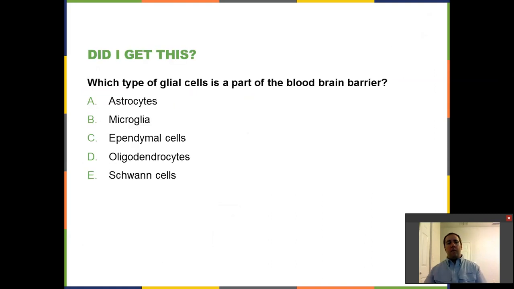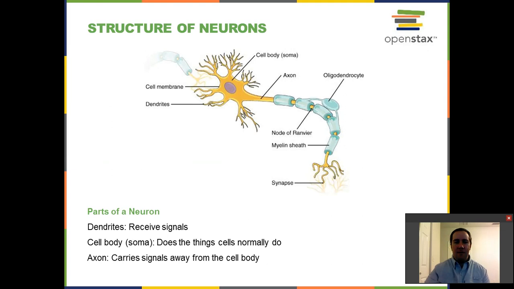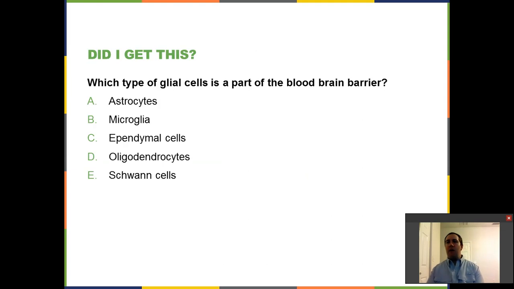Okay, so I'm going to admit, when I went through this lecture, I apparently didn't read this question, because we didn't talk about that. What type of glial cell is part of the blood-brain barrier? Well, we're going to forget that question, okay?